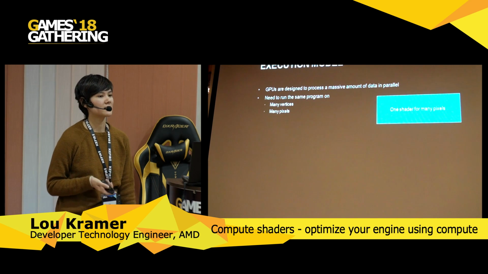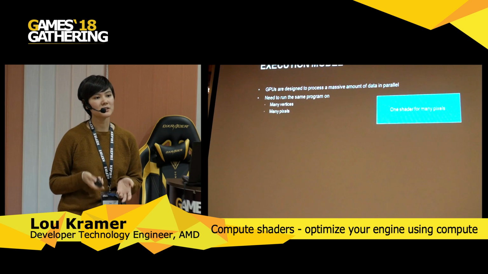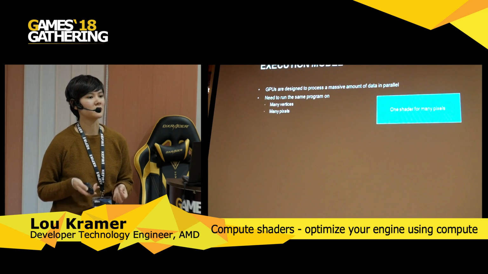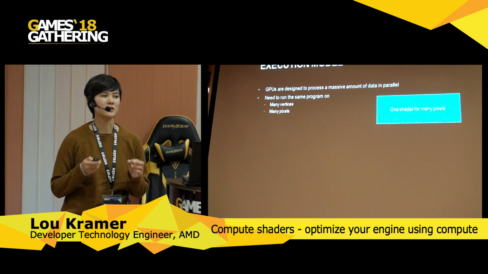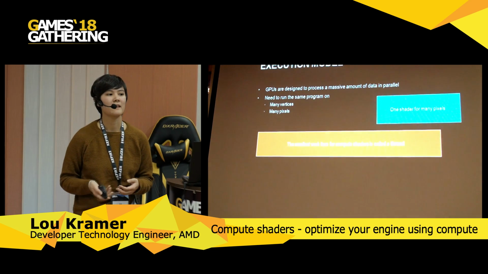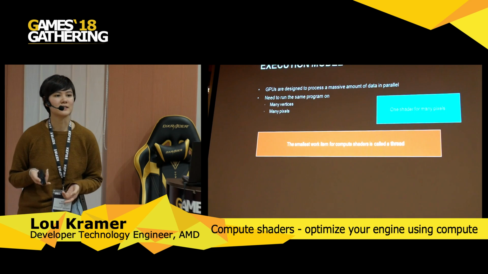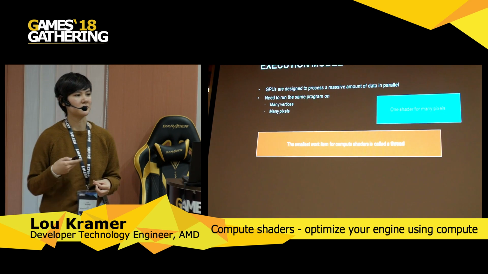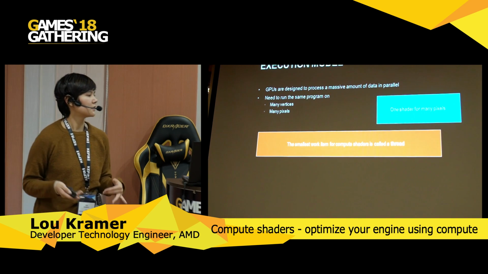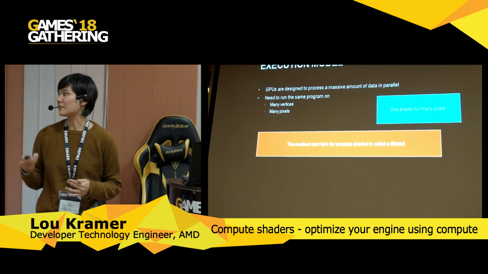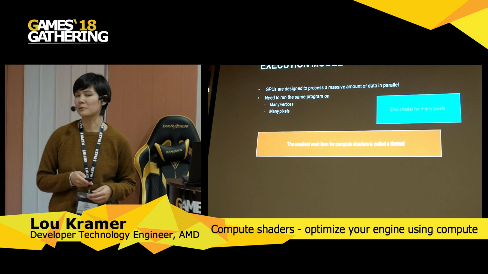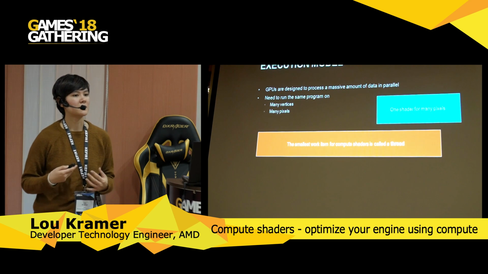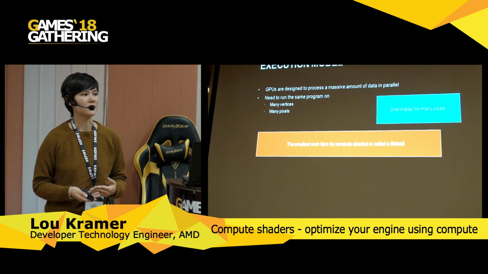For vertex shaders, the smallest work unit is a vertex. For pixel shaders, the smallest work item is a pixel. And for compute shaders, we call the smallest work item a thread. It's important to note that you don't confuse it with the concept of threads on CPUs. During this talk, if I say thread, I mean the smallest work item for compute shaders, just to keep that in mind.